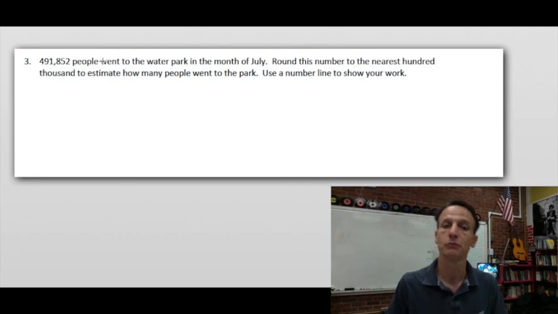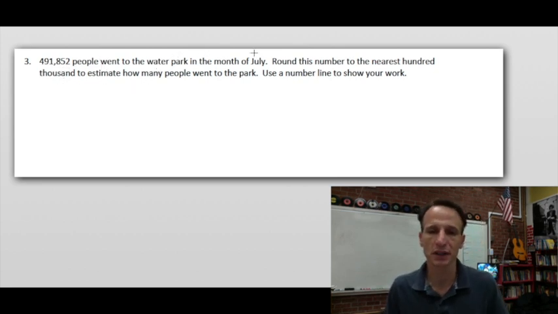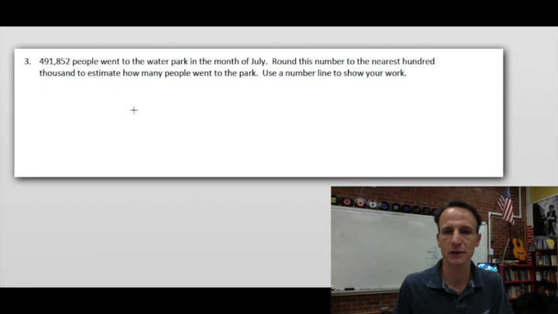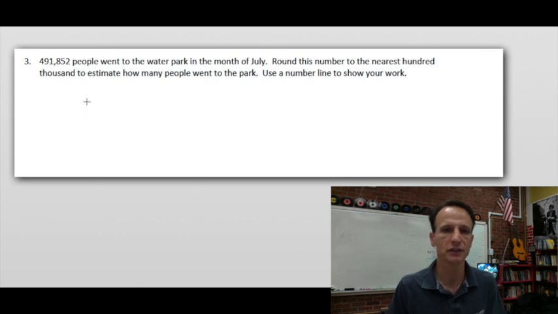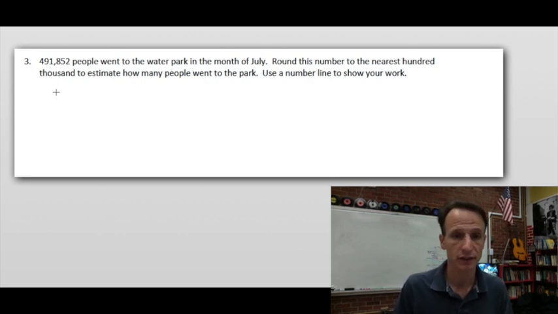491,852. People went to the water park in the month of July. Round this number to the nearest 100,000 to estimate how many people went to the park. Use a number line to show your work. Hey, great. We don't have too much to do here. This is pretty straightforward. We're just rounding that number, right? And to the nearest 100,000.